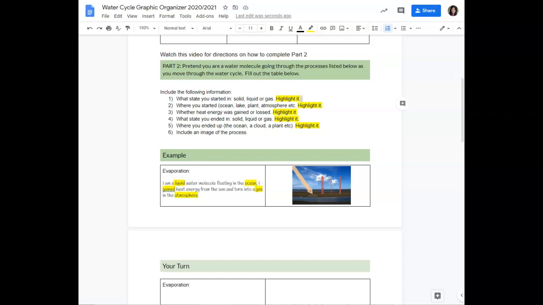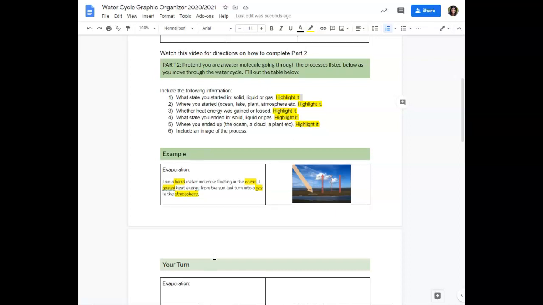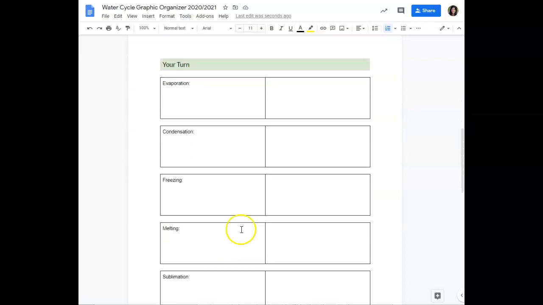All right, kiddos, you're on part 2 now of your graphic organizer. For this part, I want you to pretend that you're a water molecule going through the processes listed in the table below as you move through the water cycle. So you're going to fill out the following information on each table. For example, evaporation. Let's just look at that to start with.